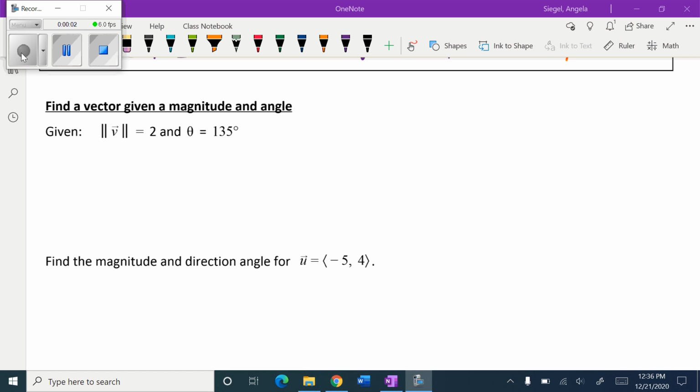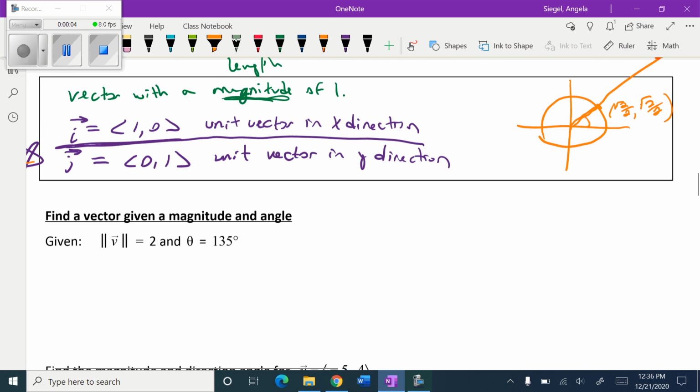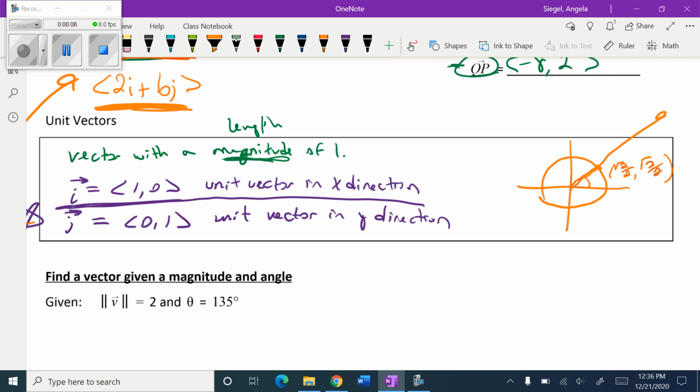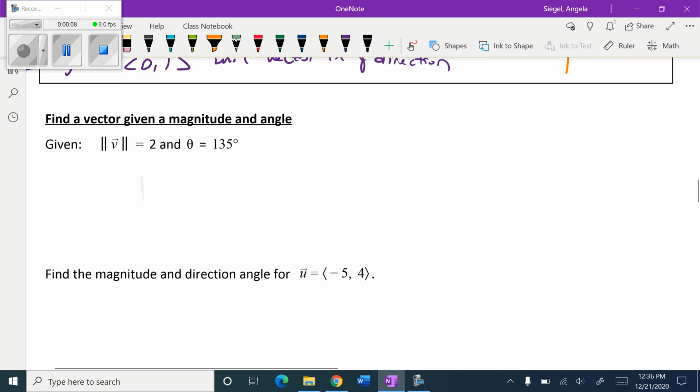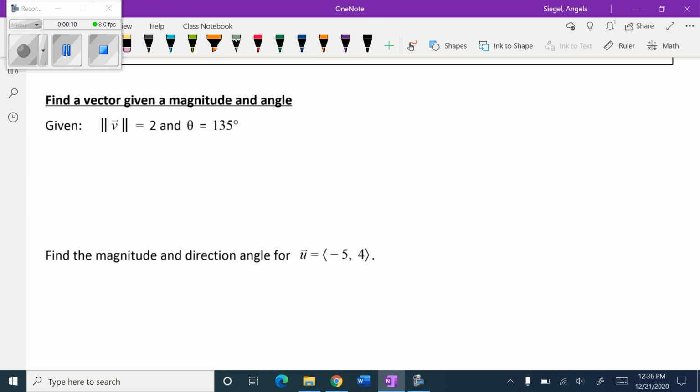Hey guys, in the last video I kind of cut it short. So anyway, I wanted to start off here, and this is really getting into the problems. In this problem, you're trying to find a vector and you're given a magnitude and an angle. So think about that: length and an angle.